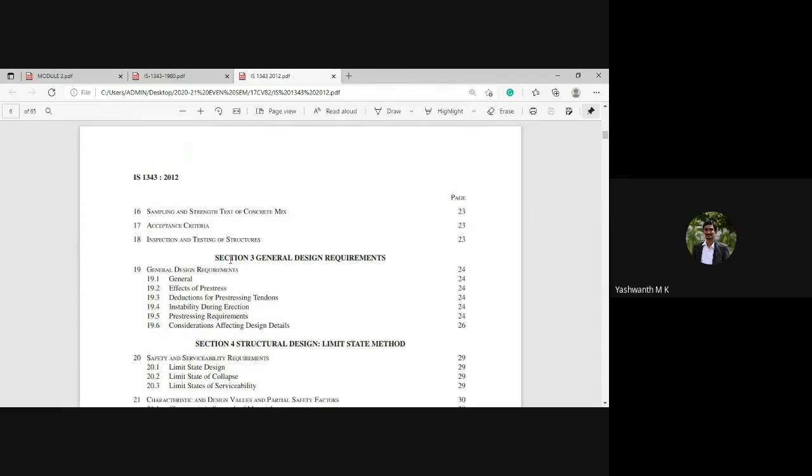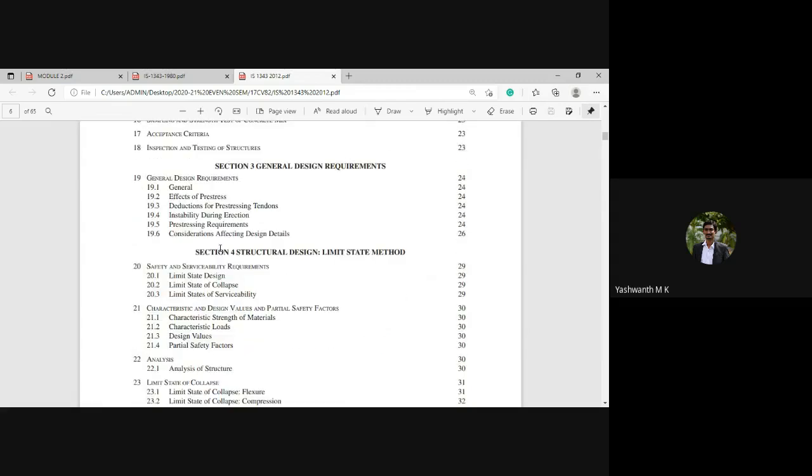In section 3, general design requirements, that is in general the effect of pre-stress, reduction for pre-stressing tendons, instability during erection, pre-stressing requirements. All those things are discussed in section 3, general design.